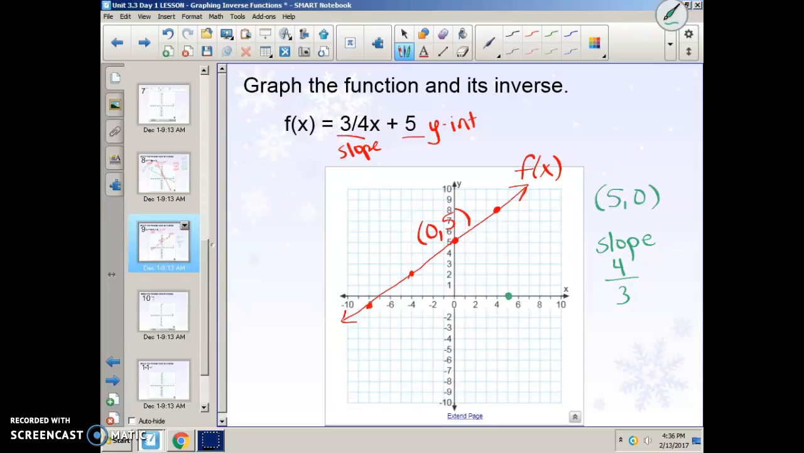4 over 3 is my new reciprocal slope. Notice I didn't change the sign. I didn't make it negative. It's still positive. So up 4, right 3. Down 4, 1, 2, 3, 4. And right 3. Down 4, right 3.